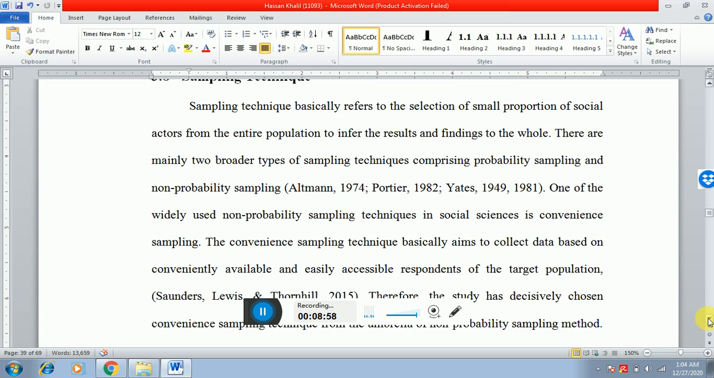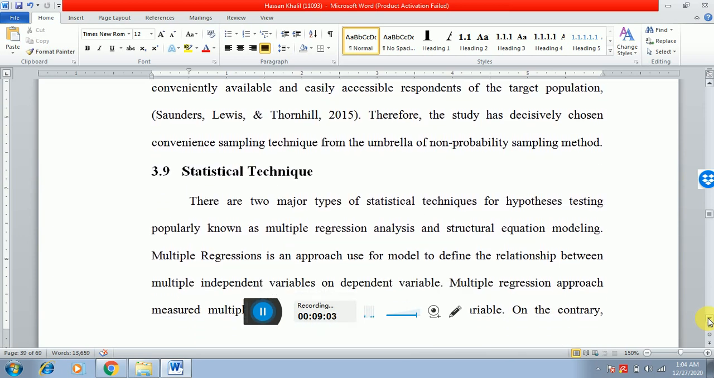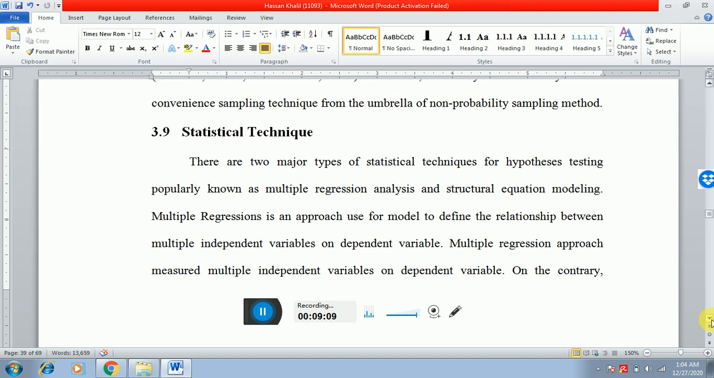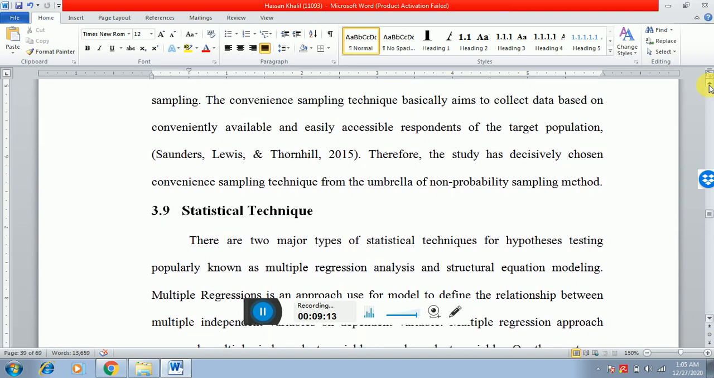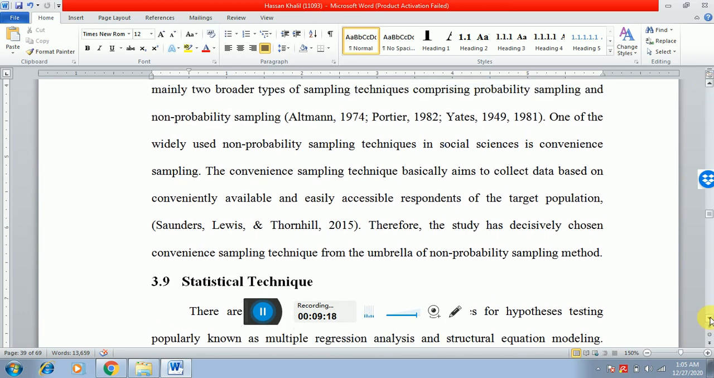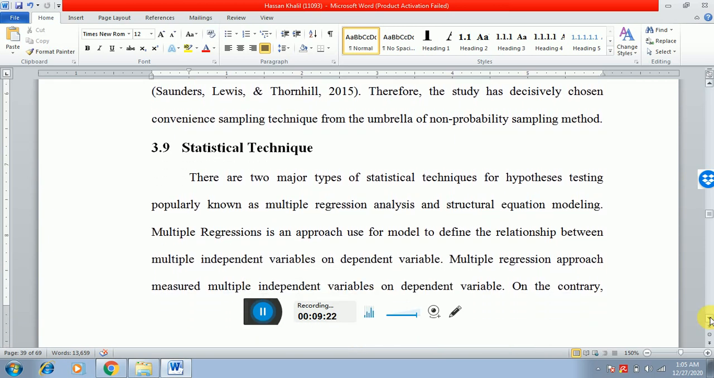So you have to think about what your target audience is. According to that, you have to write this heading. And obviously, before writing your technique, you first have to explain that there are two types of sampling techniques, probability and non-probability, and these are the types of non-probability sampling, and so on. After this, there is a heading of statistical technique.